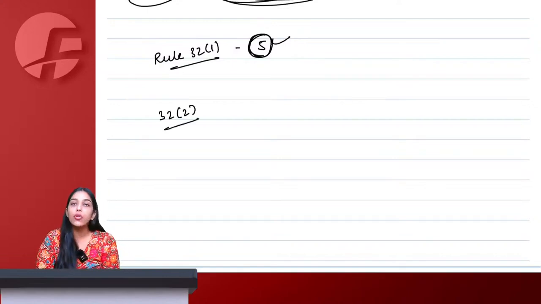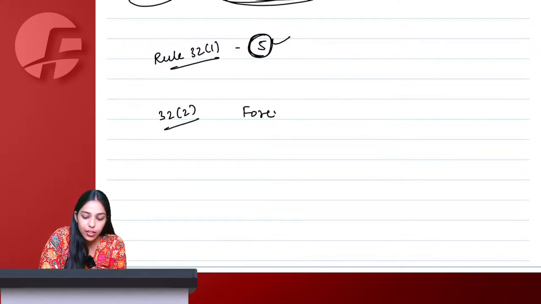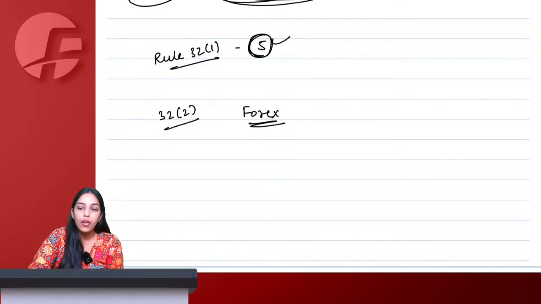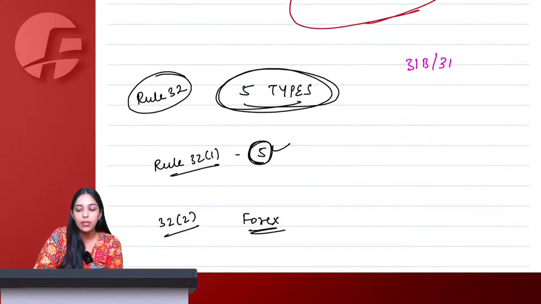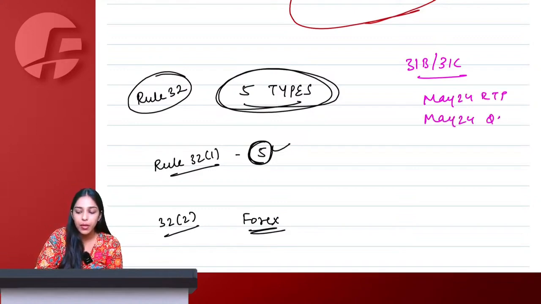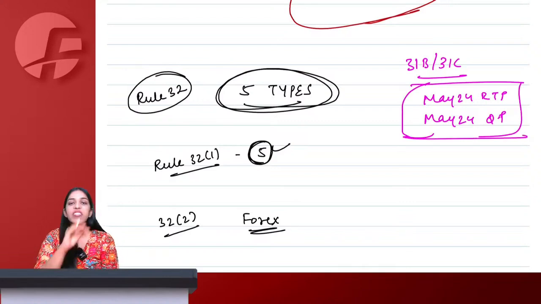So Rule 32.2 talks about Forex Transactions. Now in Forex Transactions, a question from Rule 31B and 31C you will find in May 24 RTP also, and you will find in May 24 question paper also. And they are both same to same ditto questions, only figures are different.